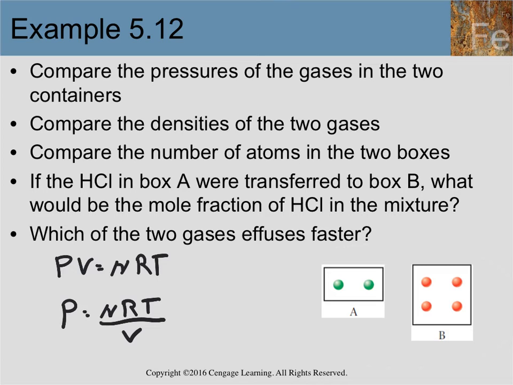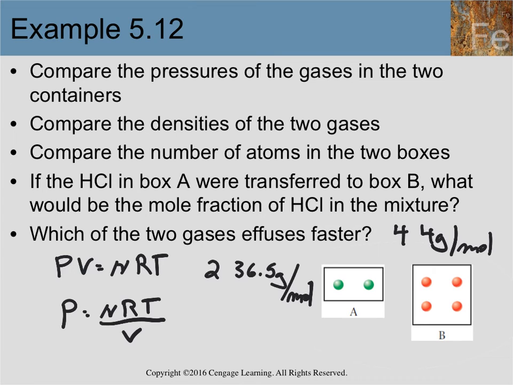Next, you want to compare the densities. So for that one, you are looking at 2 moles of HCl at 36.5 grams per mole. And for the helium, you're looking at 4 moles, times 4 grams per mole. So that would give you a total of 16 there. It's less mass, and it's in twice the volume. So that's going to be the lower density.